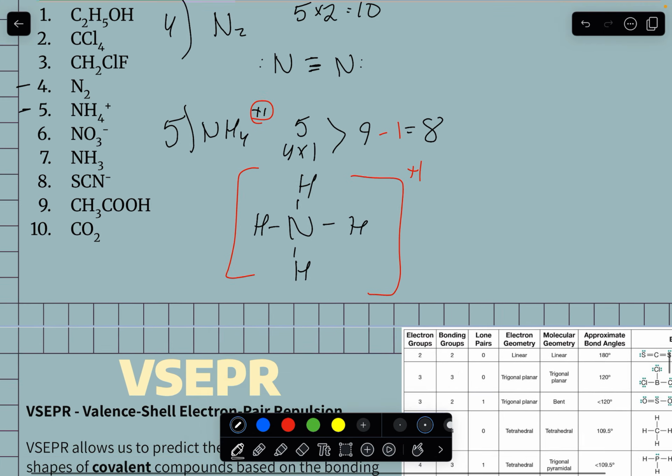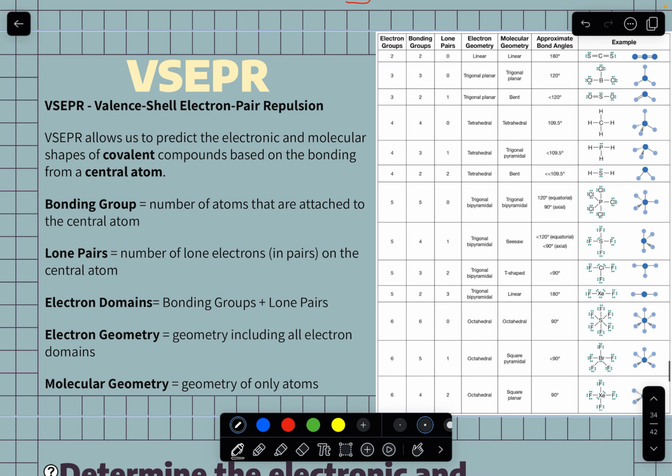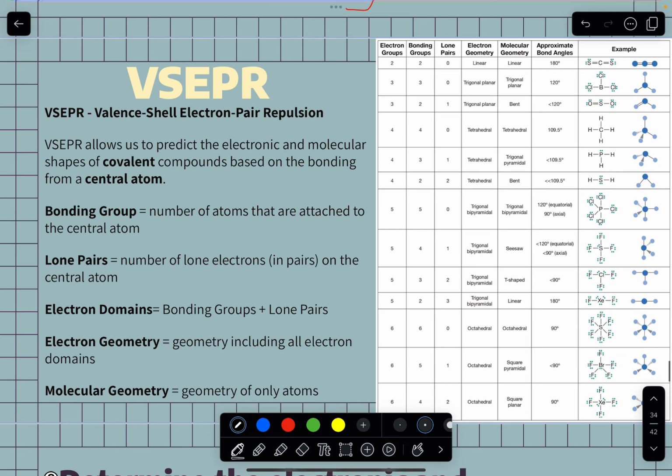Okay, and then the last thing with bonding, I believe, is VSEPR. Okay, so remember VSEPR is valence shell electron pair repulsion. So this means that we're looking at the valence electrons, only those outermost electrons. We are looking at pairs of electrons, and we're looking at how they're repelling each other, how they're pushing apart.